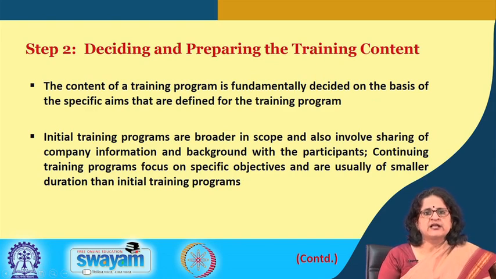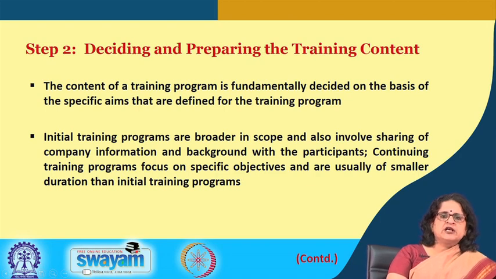The second is to decide and prepare the training content. Now the content of a training program is basically decided on the basis of the objectives of the program. So what are the specific aims, whether it is with respect to the initial training program or the continual sales training program? Answer to this would actually be relevant in defining the content of the program.